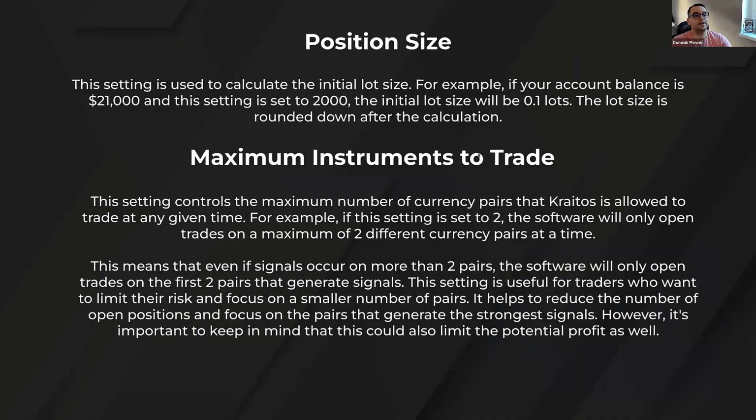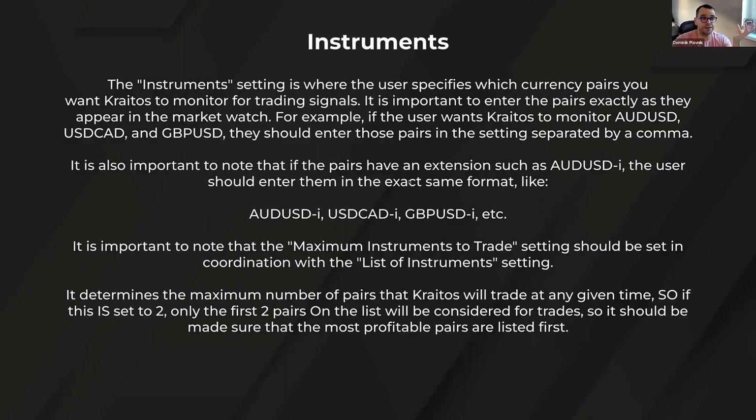Okay, then we have the position size. The best one is 0.01 per 1250. The most aggressive that you can go is 0.01 per 1000. Then you have how many pairs at once you can trade. I suggest you trade 2 pairs until you get comfortable with Kratos and everything else. And then you also have a currency shield. What is a currency shield? If it opens up a GBP USD trade, it's not going to open up a Euro USD trade if there is a signal on a Euro USD trade.